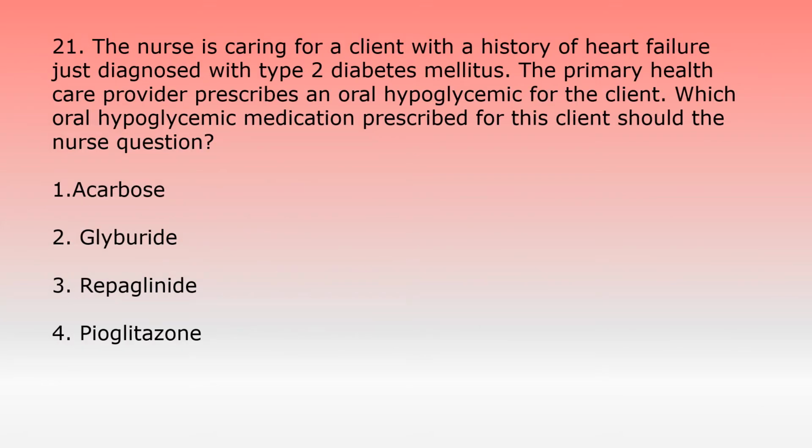The nurse is caring for a client with a history of heart failure just diagnosed with type 2 diabetes mellitus. The primary healthcare provider prescribes an oral hypoglycemic for the client. Which oral hypoglycemic medication prescribed for this client should the nurse question? 1. Acarbose. 2. Glyburide. 3. Repaglinide. 4. Pioglitazone.